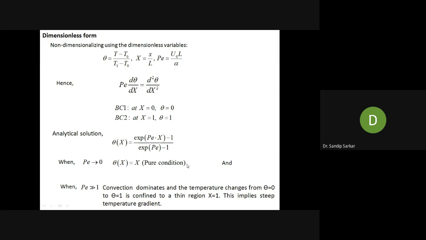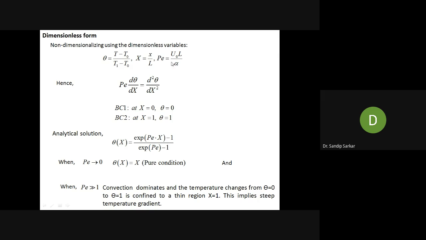Right? Now, when the Peclet number is very much greater than 1, what will happen? Your convection will be dominating, your diffusion will be less. The flow will be a highly convective flow, with convection highly dominating over the diffusion. U naught L will be very much greater than alpha. So it will be primarily a convection dominated flow.